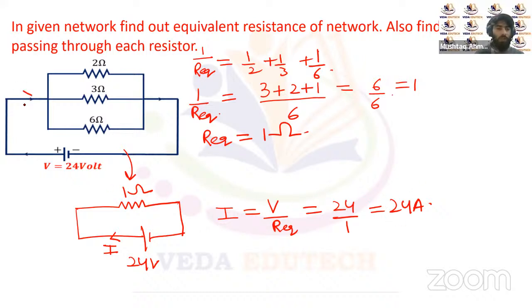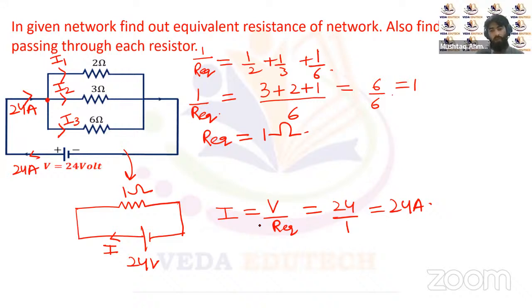Now this 24 ampere current will come to this point through the battery, and it will be distributed among three resistors. I1 will be through this, I2 will be through this, and I3 will be through this resistor. Through three branches, this 24 ampere current will be distributed.